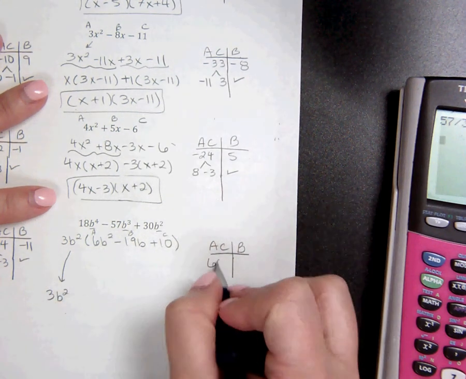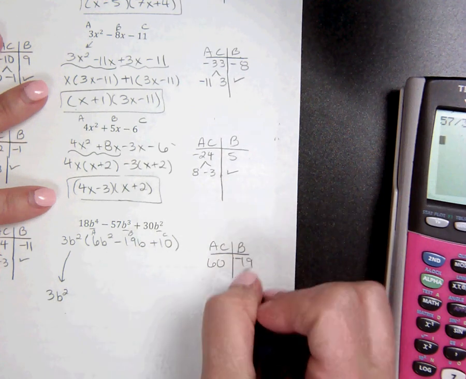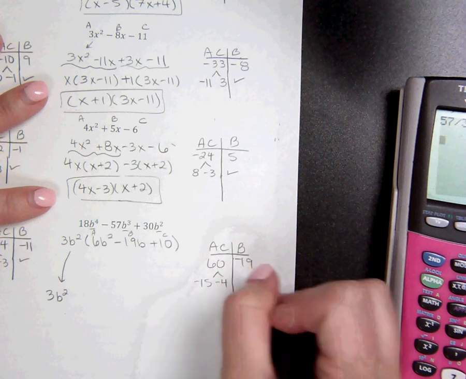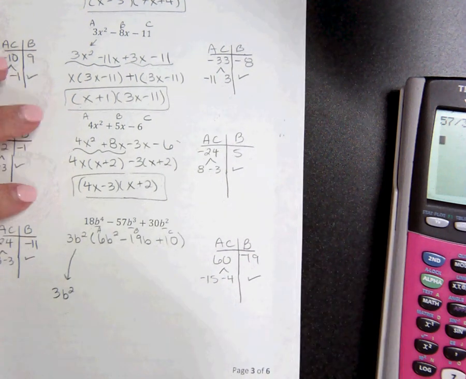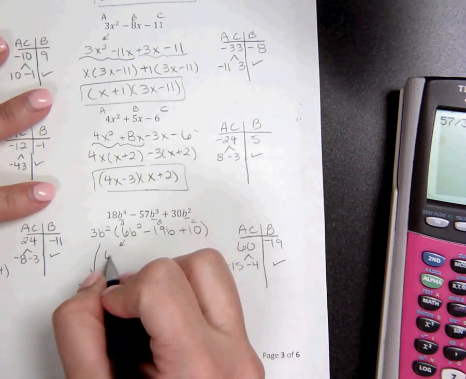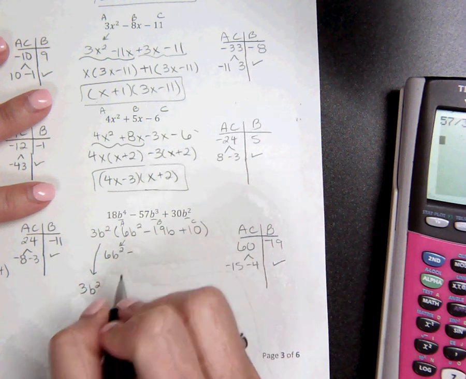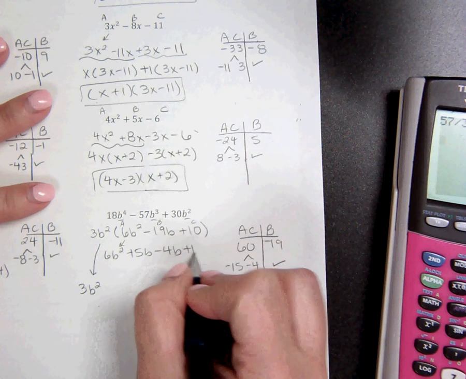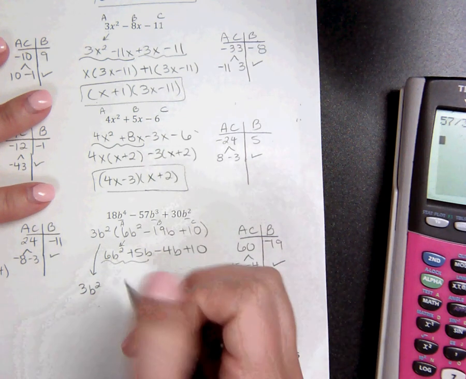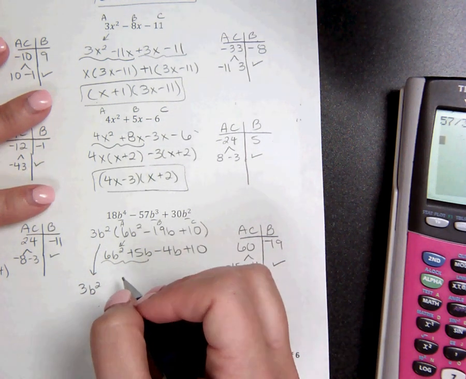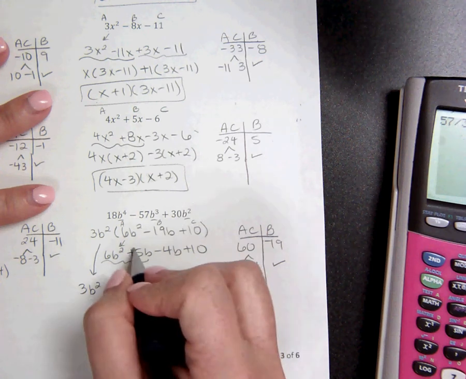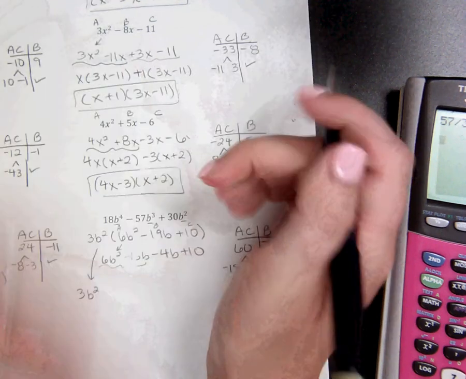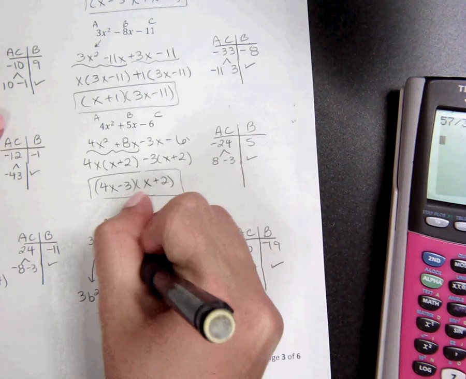6 times 10 is 60, b is negative 19. That should be negative 15 and negative 4 to add to negative 19. So 6b squared minus 15b minus 4b plus 10. Do I do the grouping? Let's see, oh, that's 15. Nope, sorry, wrote that all kinds of wrong. It's minus 15. There we go.